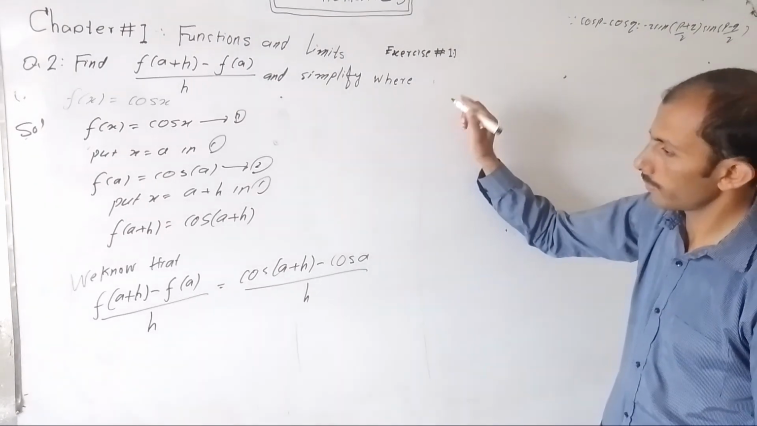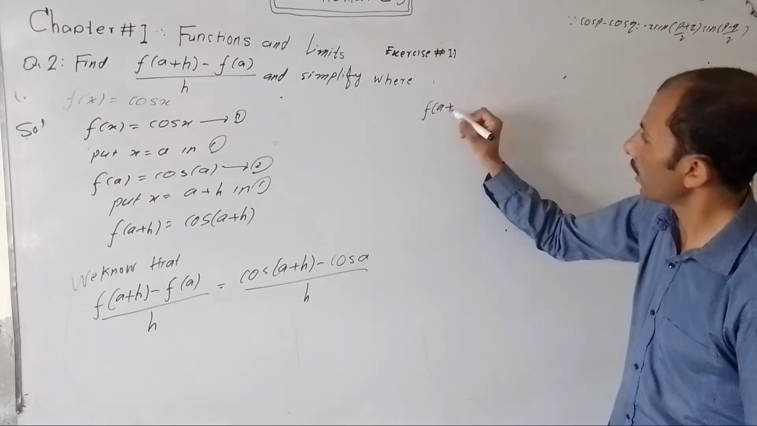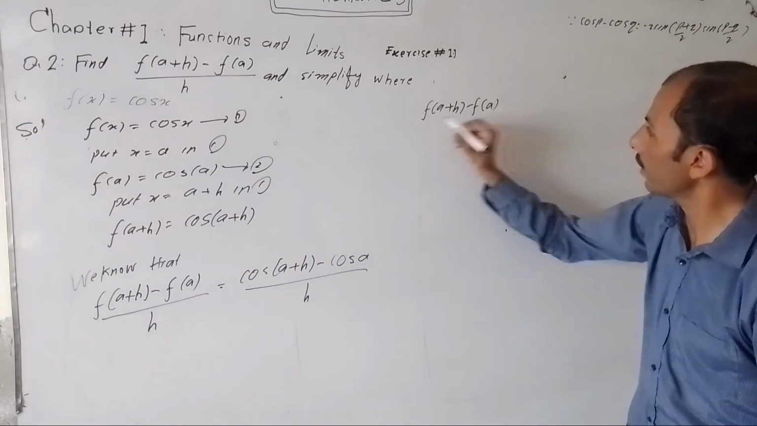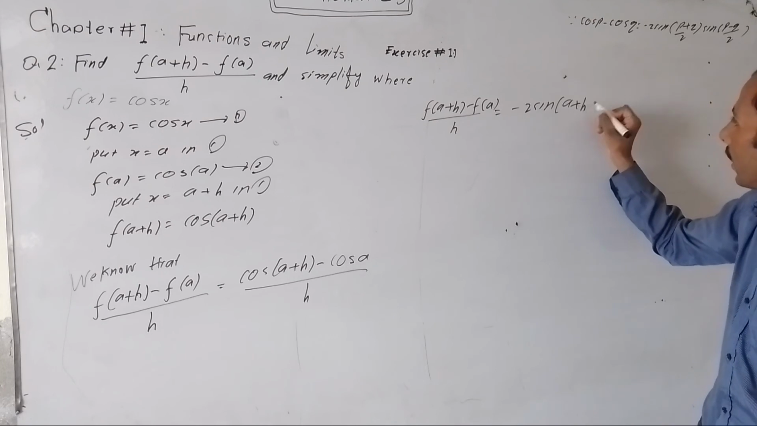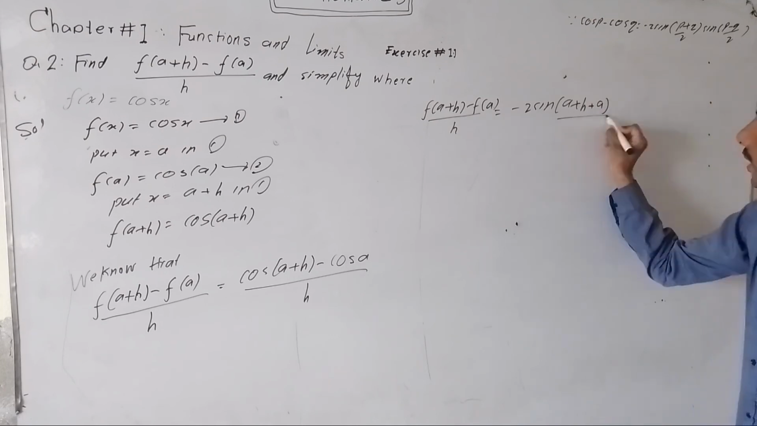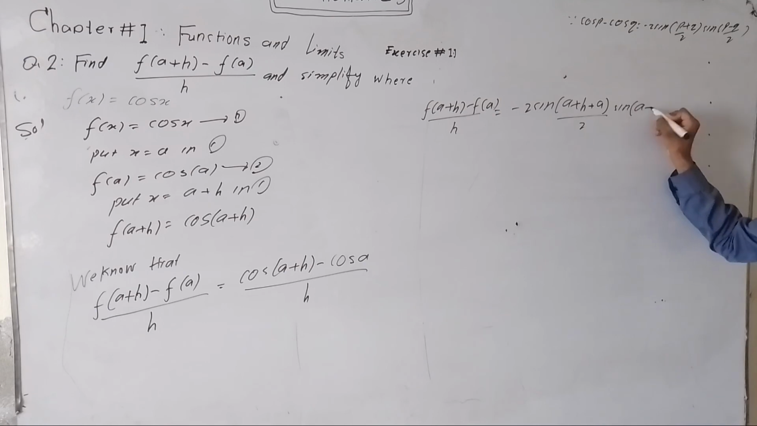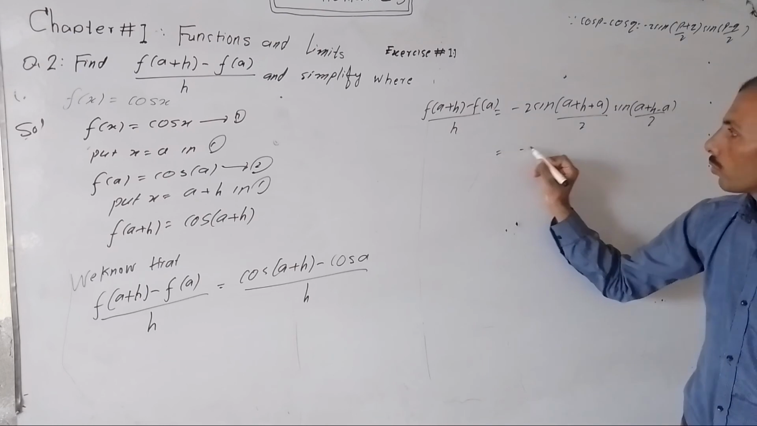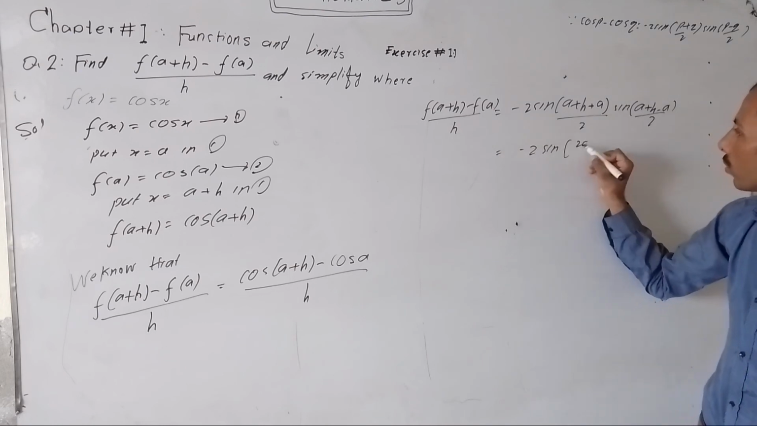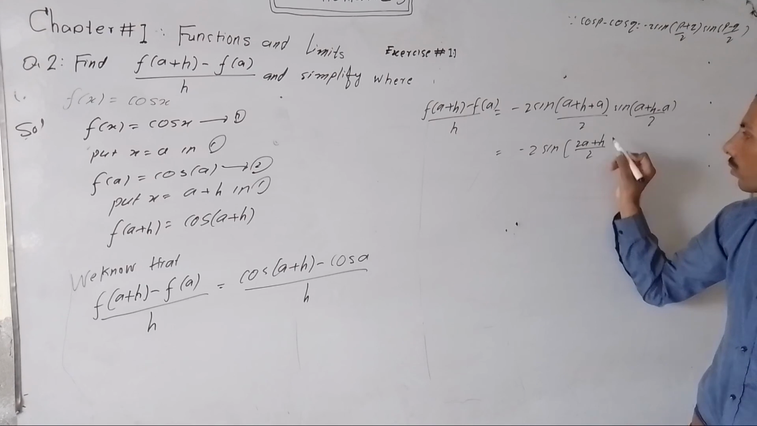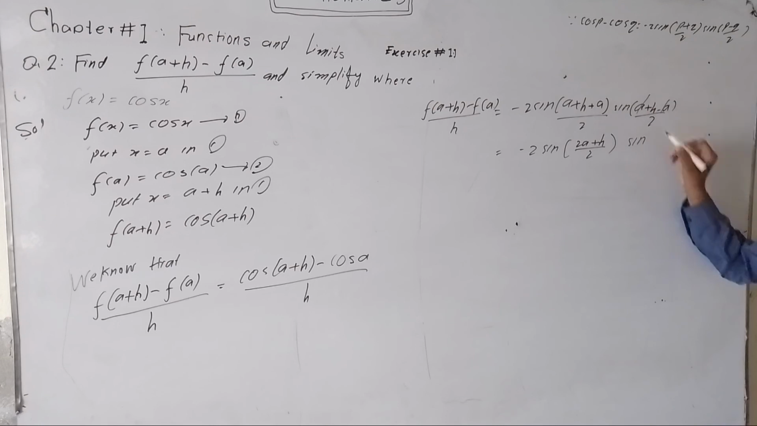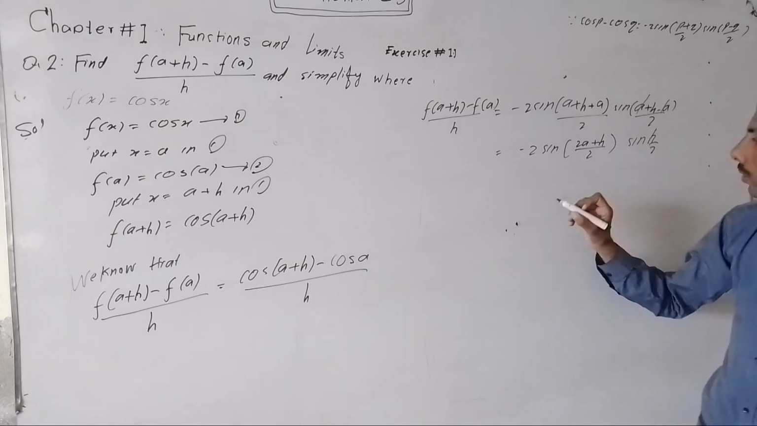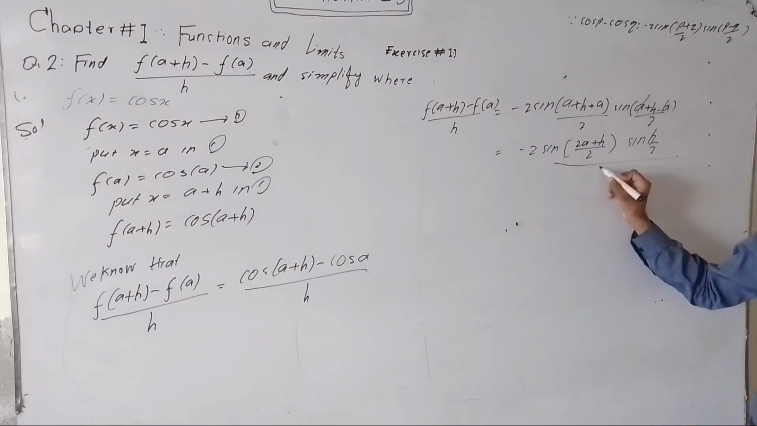So f of a plus h minus f of a divided by h is equal to minus 2 sin ((a plus h plus a) divided by 2) sin ((a plus h minus a) divided by 2), is equal to minus 2 sin ((2a plus h) divided by 2) sin (a minus a cancel, h divided by 2), whole divided by h.